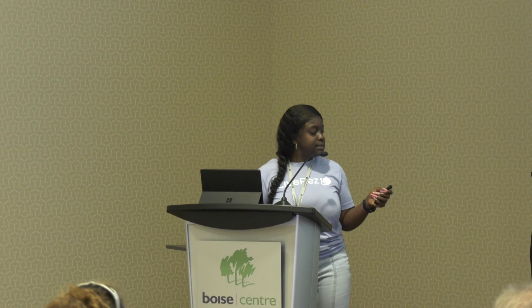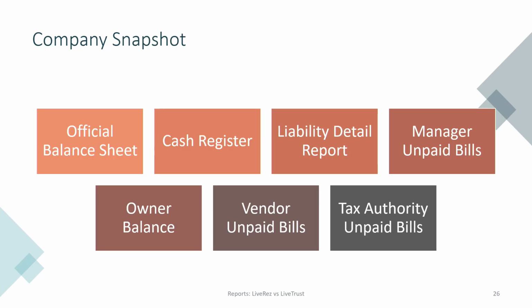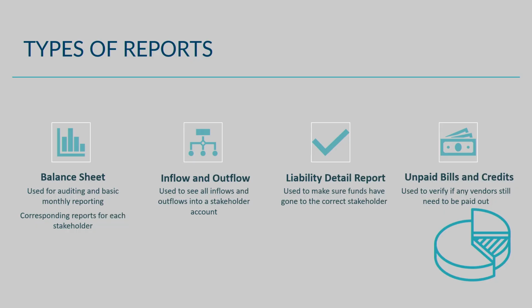All right, the next company snapshot. So this is the first section of information. There's two areas of reporting in LiveTrust. This is the company snapshot. So you have your official balance sheet, you have the cash register, you have your liability detail report, your manager unpaid bills, your owner balance, your vendor unpaid bills, and your tax authority unpaid bills. Most of these are pretty self-explanatory. They provide you with that information.